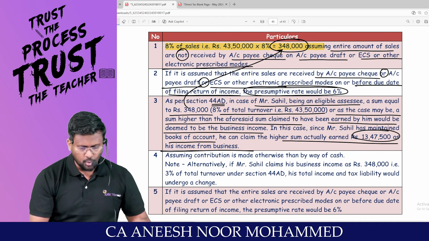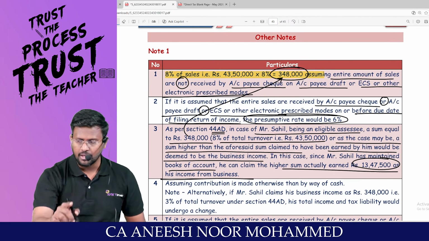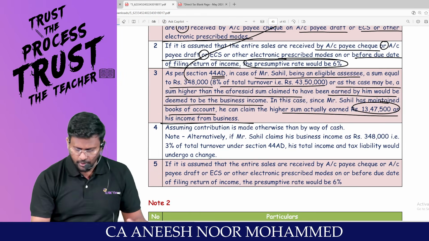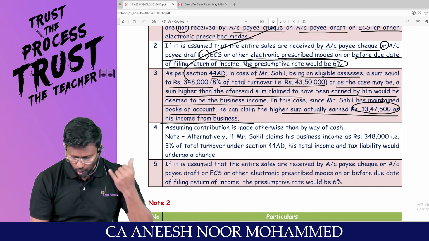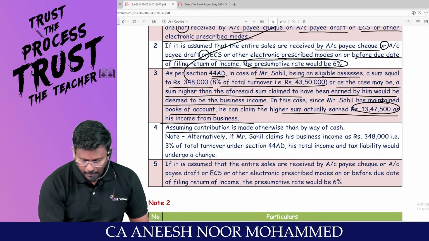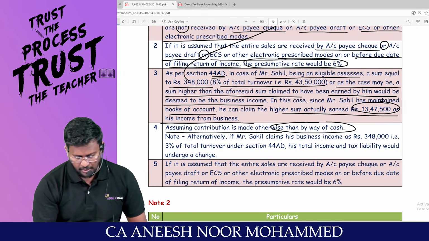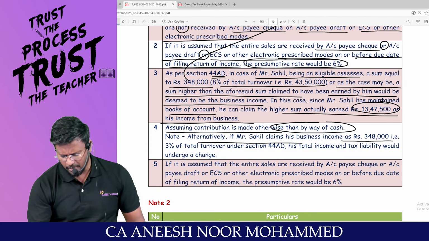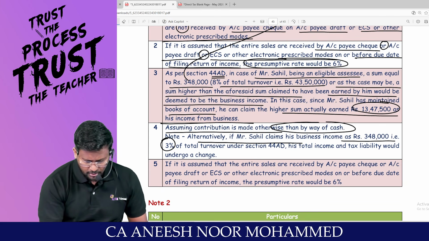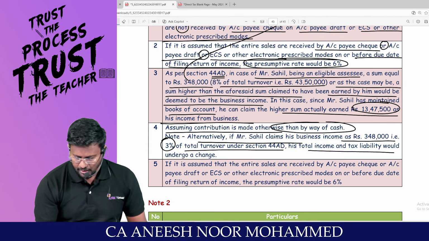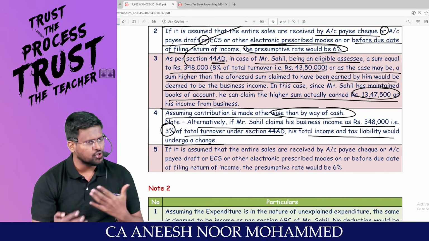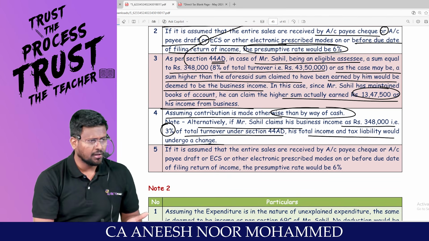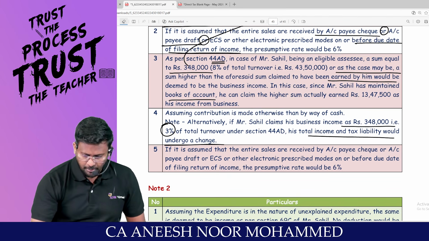Actually, if you are traveling through the presumptive taxation route, only 3,48,000 is the business income. But since you have maintained books of accounts, you can even declare 13,47,500 as your business income, assuming contribution is made otherwise than by cash. So alternatively, Mr. Sahil can claim his business income of 3,48,000, which is only 3% of the total turnover, and the tax liability would undergo surely a change, because if we calculate PGBP as per the presumptive taxation route, that much income will not be there.